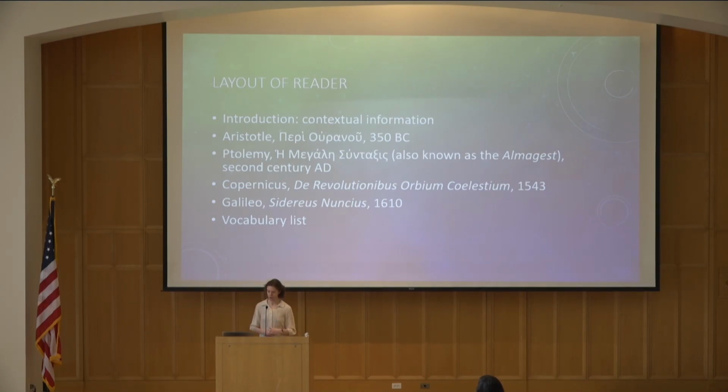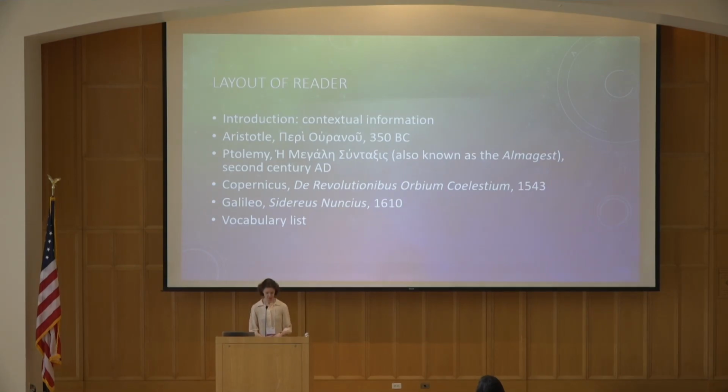And then I have four authors: Aristotle, with selections from Peri Ouranou, On the Heavens, from 350 BC; Ptolemy and his work He Megale Syntaxis, which you could translate as the Great Arrangement, more commonly known by its title the Almagest, which comes to us from the Arabic, from the 2nd century AD. And then we jump ahead many centuries to Copernicus, De Revolutionibus Orbium Caelestium in 1543, and Galileo and his pamphlet Sidereus Nuncius from 1610. And I'll go through each of these authors as we go along.